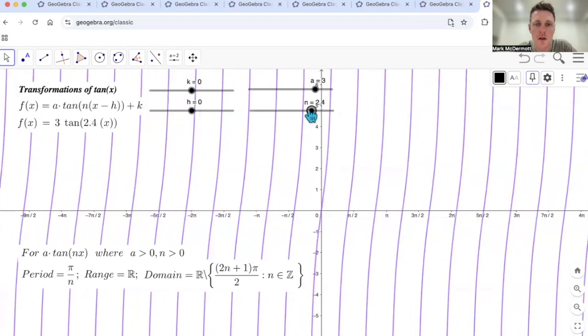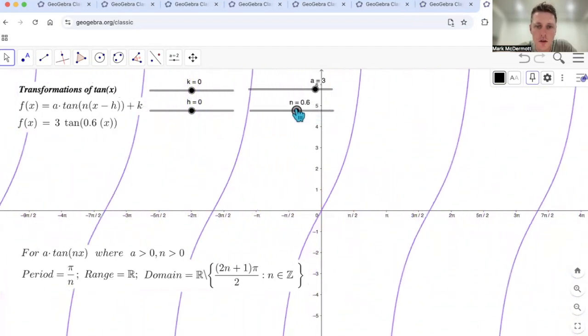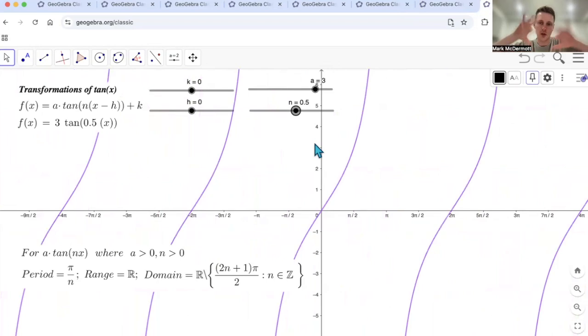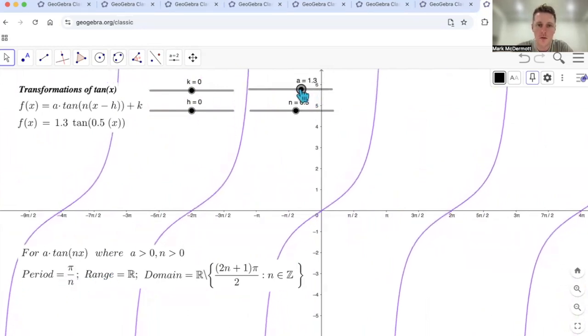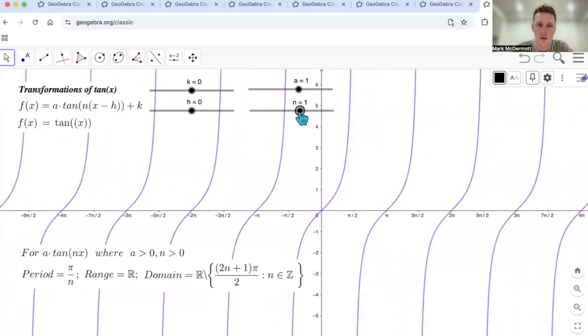If we pick numbers between 0 and 1, it has the effect of stretching it out. So again, if n is 0.5, it's a dilation by a factor of 2 from the y-axis. What else can we say? All right, the period is different. So if we put these back to normal, a is 1 and n is 1.